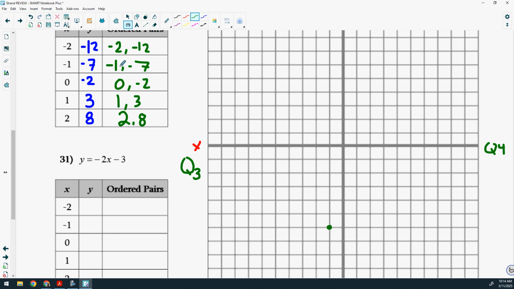Now let's do the next one. So we'll go negative 1. So this is negative 2, go half. Negative 2, negative 4, negative 6, go half. There we go, negative 7.